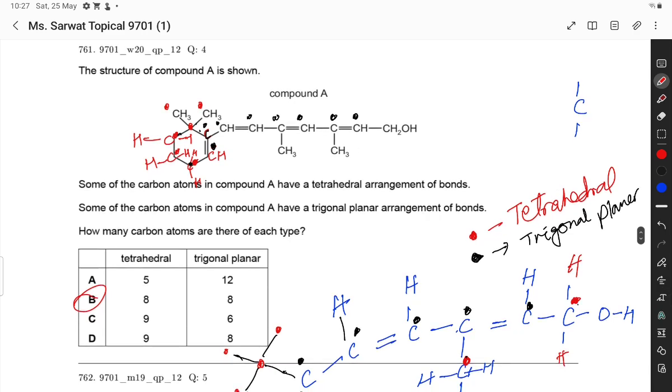The structure of compound A is shown. Some of the carbon atoms in compound A have a tetrahedral arrangement of bonds. Some of the carbon atoms in compound A have a trigonal planar arrangement of bonds. How many carbon atoms are there of each type?